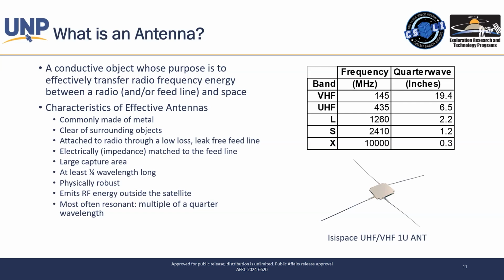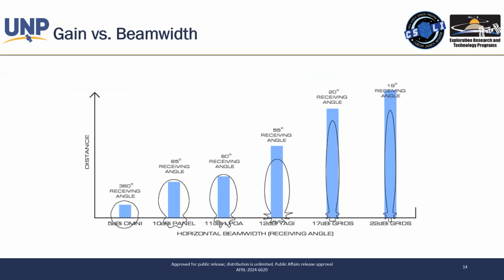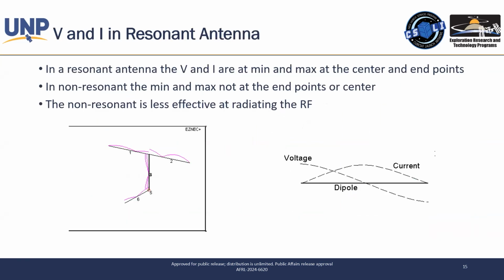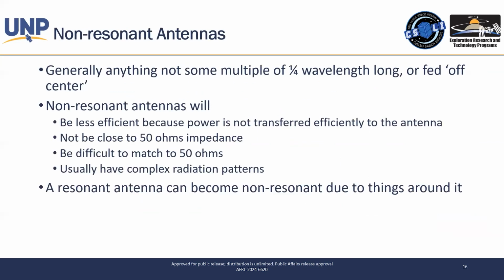You want them to be at least a 1/4 of a wavelength long in order for them to correctly resonate with the frequency. So again, your gain versus your beam width is always going to be a trade-off. The more gain you get, the narrower your beam width. So this is just some information about the resonance that occurs in antennas, how that works.